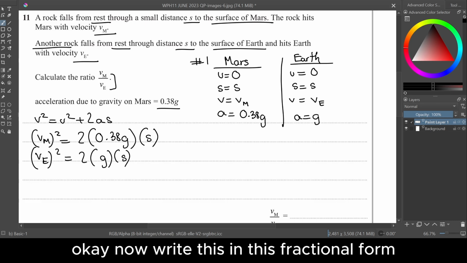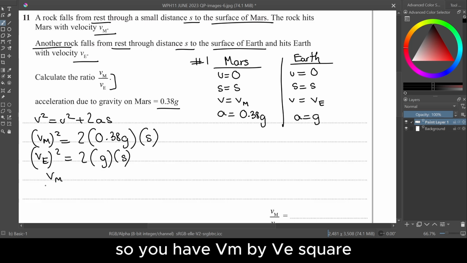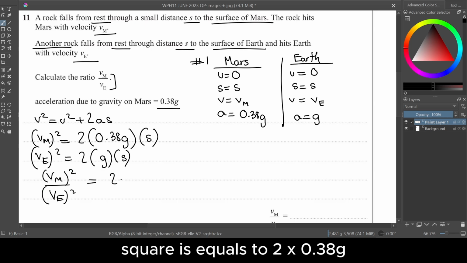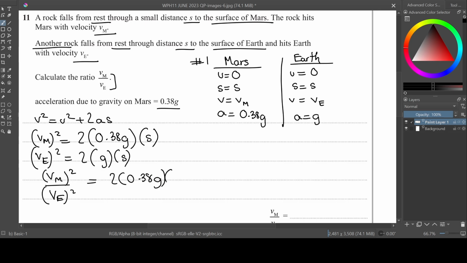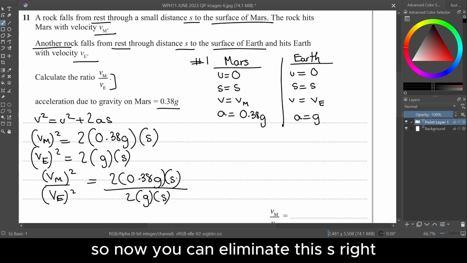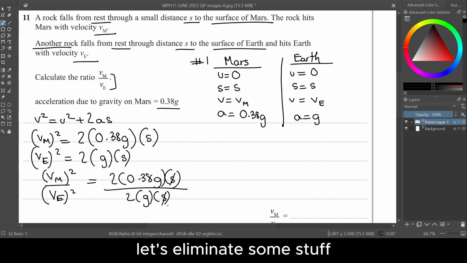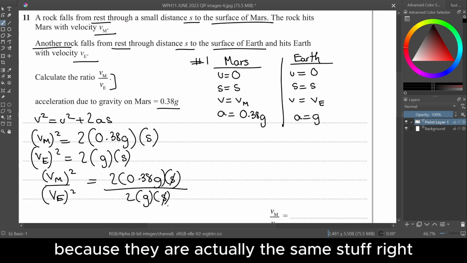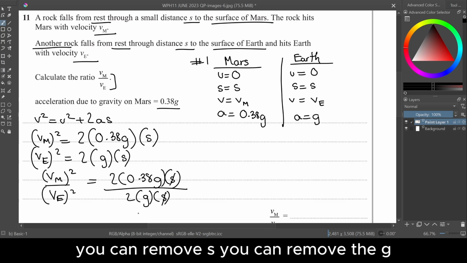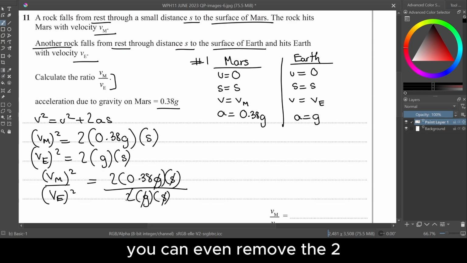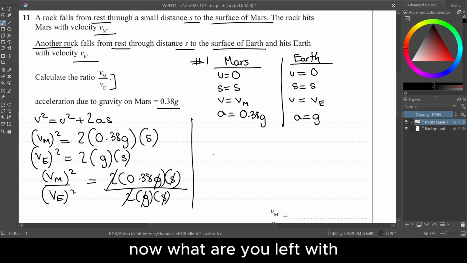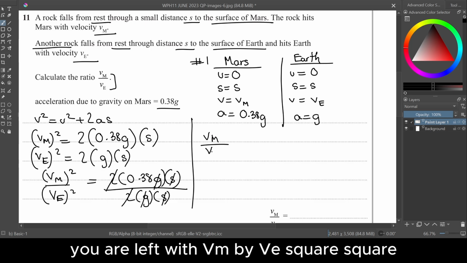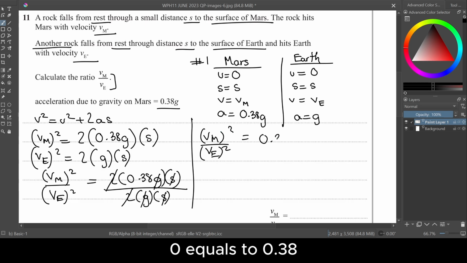Okay, now write this in fractional form. So you have vm over ve squared equals 2 times 0.38 g times s, over 2 times g times s. Now you can eliminate s, because they are the same on Mars and on Earth. You have the same s, you can remove the g, you can even remove the 2. Now what are you left with? You are left with vm over ve squared equals 0.38.